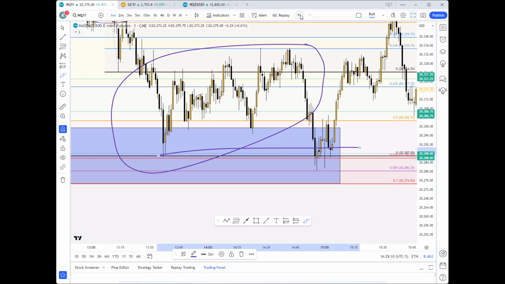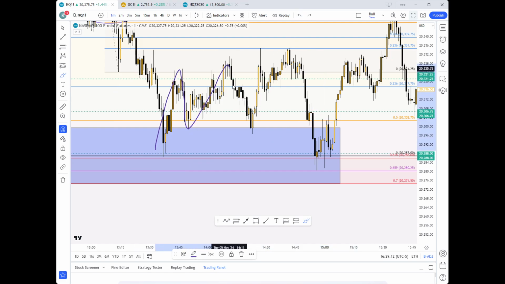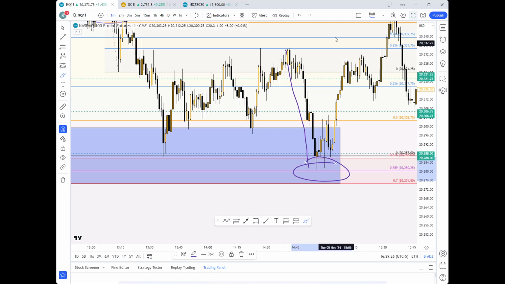Our expectation of it getting ran is because you have lethargic PA coming into here, leading to rejection. Drops down right into our area of interest. By the way, that didn't even tap into it. You then get your double bottom. What's the purpose of this low? To mitigate the prior area of interest.